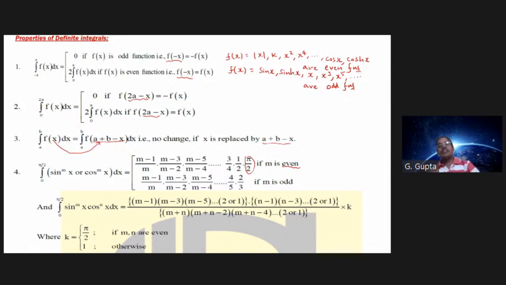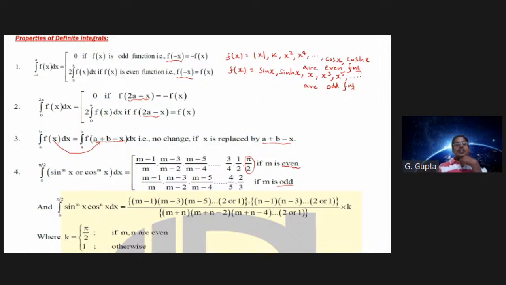For example, if I take m value 4, the first numerator is 4 minus 1, 3, divided by 4, so 3 by 4. Next, subtracting 2 from numerator and denominator, 1 by 2, like this. Now if it is odd, the same procedure, the last term ends with 2 by 3. Then you can multiply by 1.